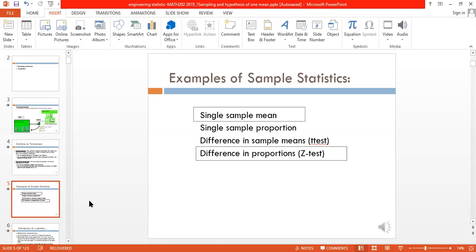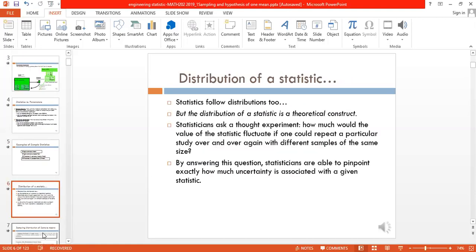Now, for example, we have the single sample mean, which we've just looked at, and the single sample proportion. Then when we find the difference in two sample means, it will eventually give us a test statistic we refer to as a t-test or the z test, the standard normal statistic. Or when we find a difference in proportions, we use the z test.